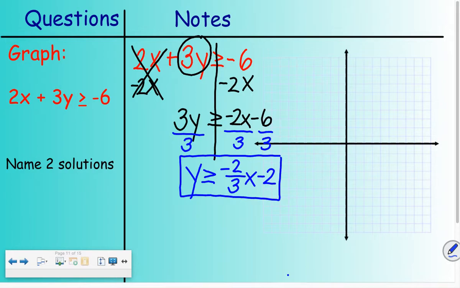All right, so let's graph this. So our y-intercept is negative 2, so I'll put that dot on the y-axis. Then rise negative 2, run 3, rise negative 2, run 3, rise negative 2, run 3. Now since it's greater than or equal to, it needs a solid line, because greater than or equal to and less than or equal to have a solid line.